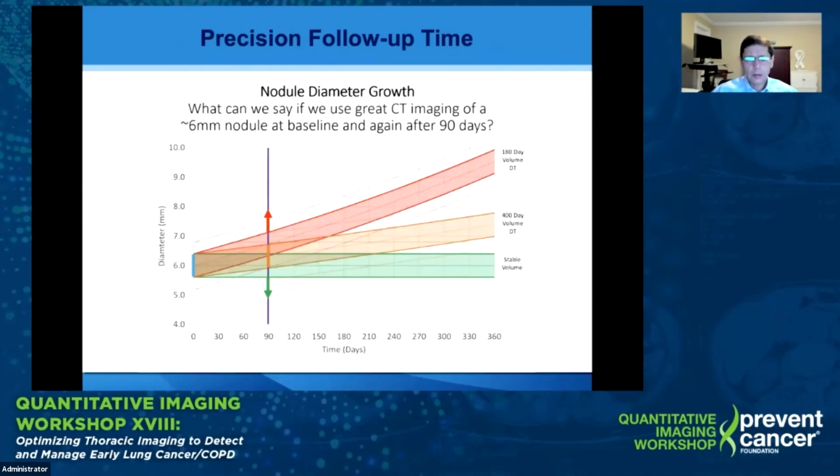Now, what can we do with quality information once you use these phantoms? Well, first thing is we can, in the future, provide precision follow-up times, where if we know the baseline diameter of the nodule, and we know the precision of the measurement instrument, the scanner and the protocol, we can look at how much time would be needed for different volume doubling times, as you see here. And 90 days might still have too much overlap, so we might set it to be 120 or 150. Again, one of the things you can do once you understand the precision of your measurement system.